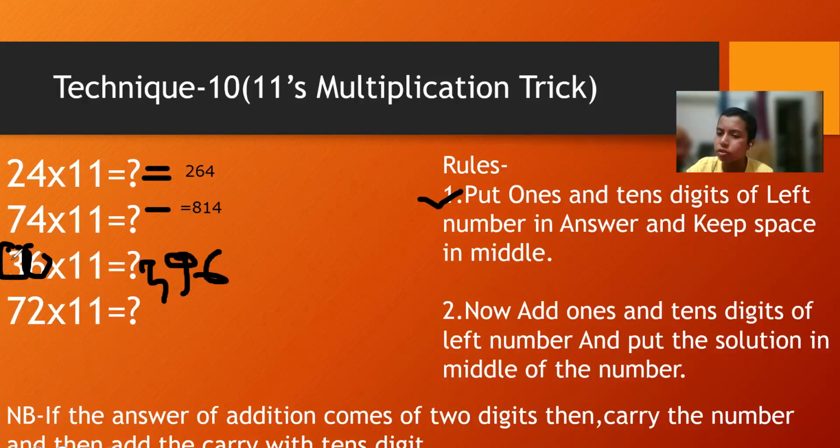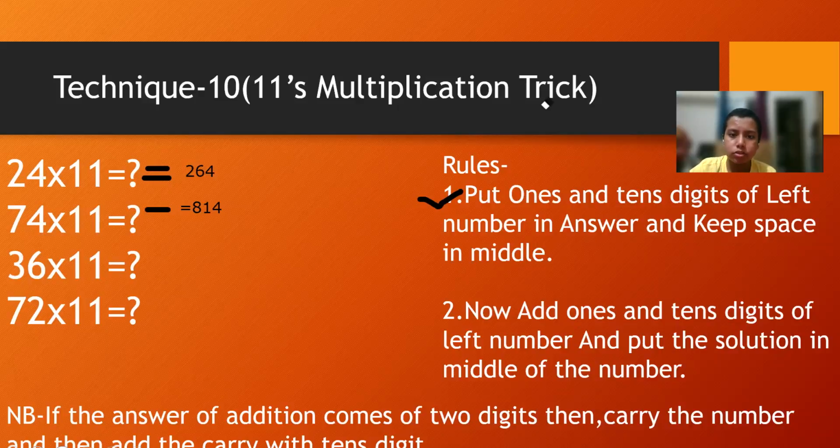Now let's talk about the rule. When we found 6 plus 3, only 9 comes. It's not 2 digits, so you don't think about it. Only put 9 in the middle, then write 3 and 6 in the left side and right side. So solved, 100% solved. Our answer is solved.